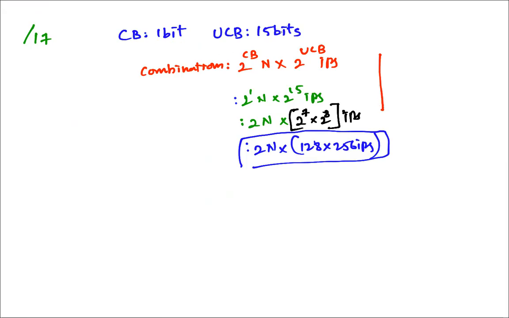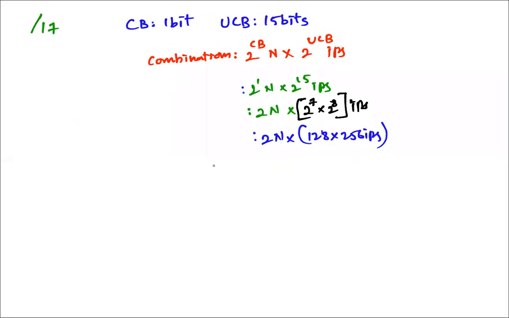Find the changed bits, find the unchanged bits, write the combination, right? Initially the combination will be 2 power 15 or something like that. Break that into 2 power 7 into 2 power 8, and then write 2 power 7 as 128, 2 power 8 is 256, right? Now, let's try to write the subnet table. We're going to have network address here, host IP, and then broadcast address.